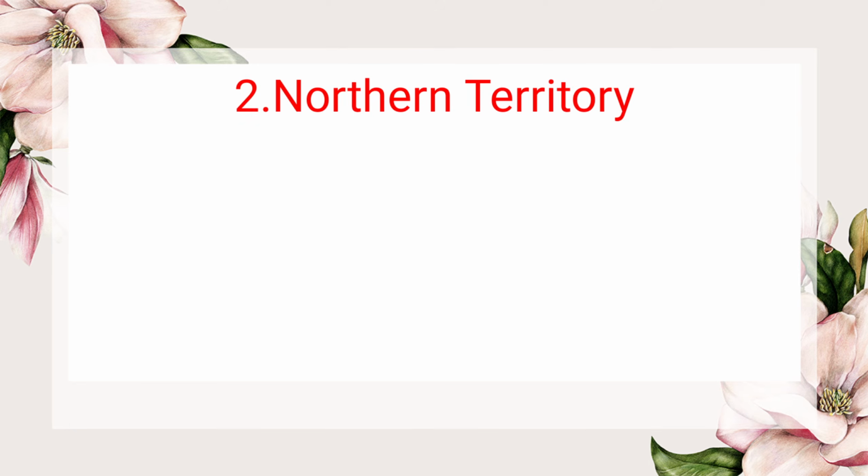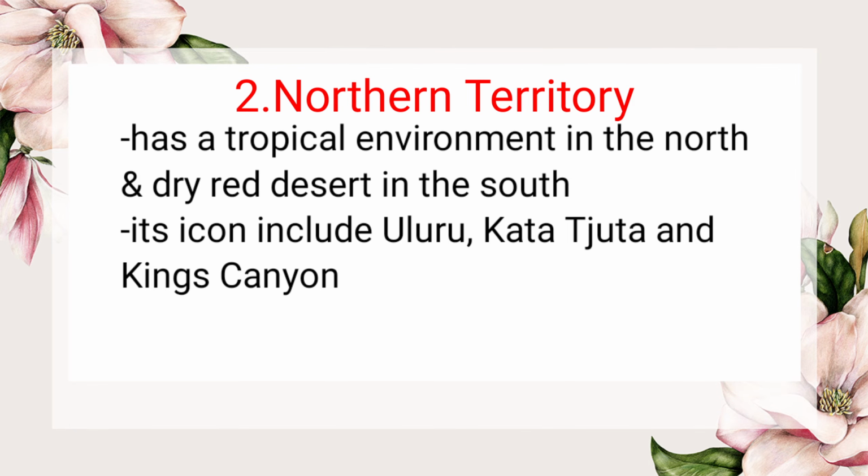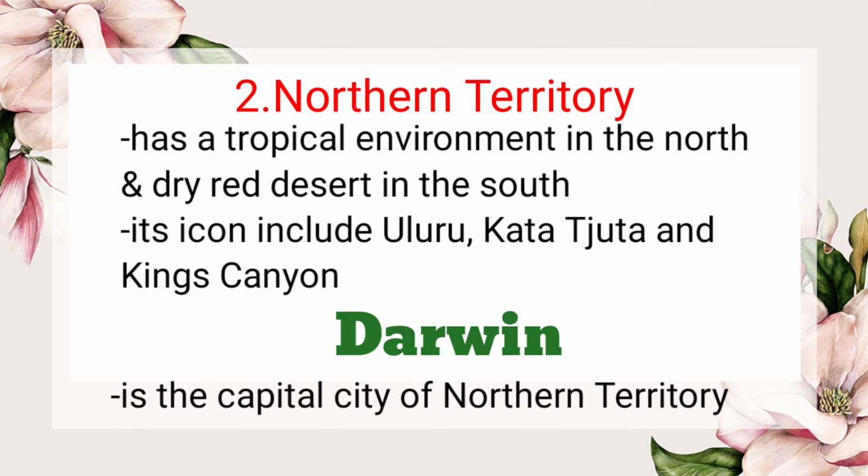Number 2, Northern Territory. Northern Territory has a tropical environment in the north and dry red desert in the south. Its icons include Uluru, Kata Tjuta, and Kings Canyon. Darwin is the capital city of Northern Territory.